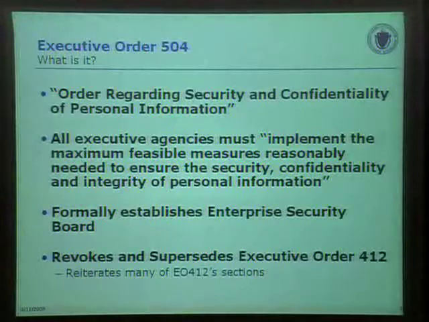It also formally establishes the Enterprise Security Board, which is something we're really happy about. And it also revokes and supersedes Executive Order 412. Most of the information in EO 412 was restated by Executive Order 504. So we can't suddenly go back and say, oh, we're collecting all this new information about you.